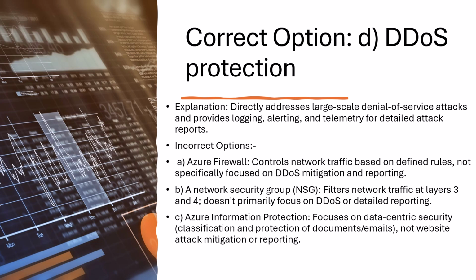C. Azure Information Protection. Azure Information Protection, AIP, is a cloud-based solution that helps an organization classify and protect its documents and emails. It focuses on data-centric security, ensuring that sensitive information remains protected regardless of where it's stored or who it's shared with. It doesn't directly address website security against attacks or generate reports on attempted intrusions.